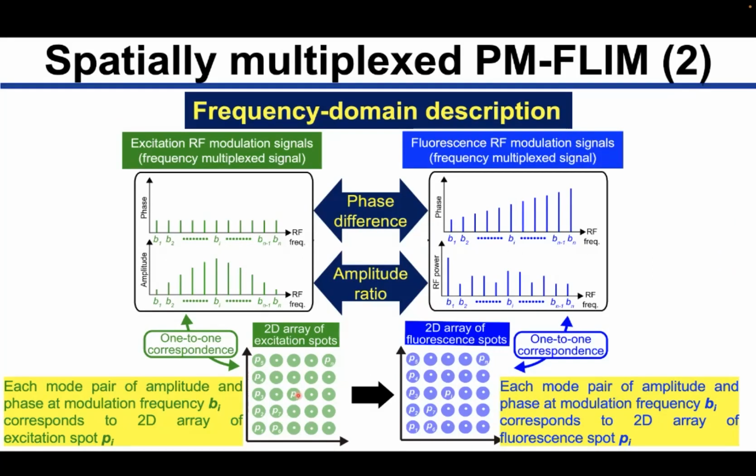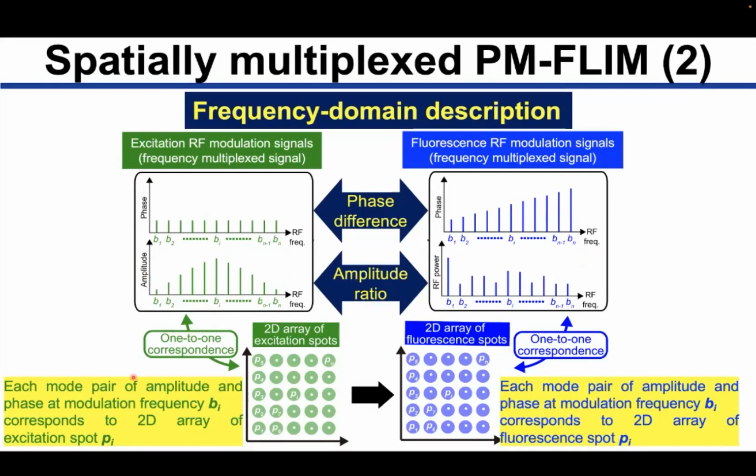We next consider detecting the 2D array of excitation spots collectively by a point photodetector. Also, we consider detecting the 2D array of fluorescent spots collectively by another photodetector. So this slide shows the frequency domain description of the detected RF electric signal. Upper shows the RF spectrum of amplitude and phase for the excitation RF modulation signal and the fluorescence one.